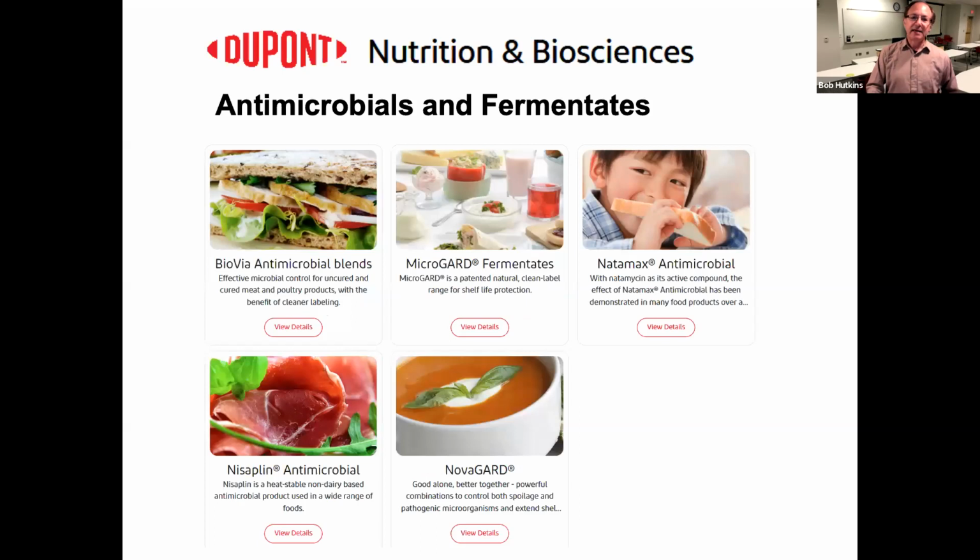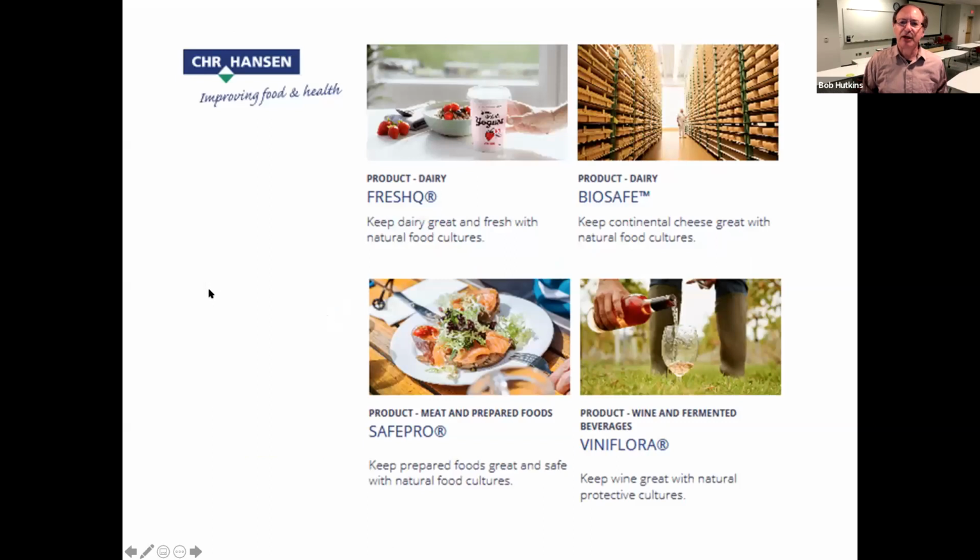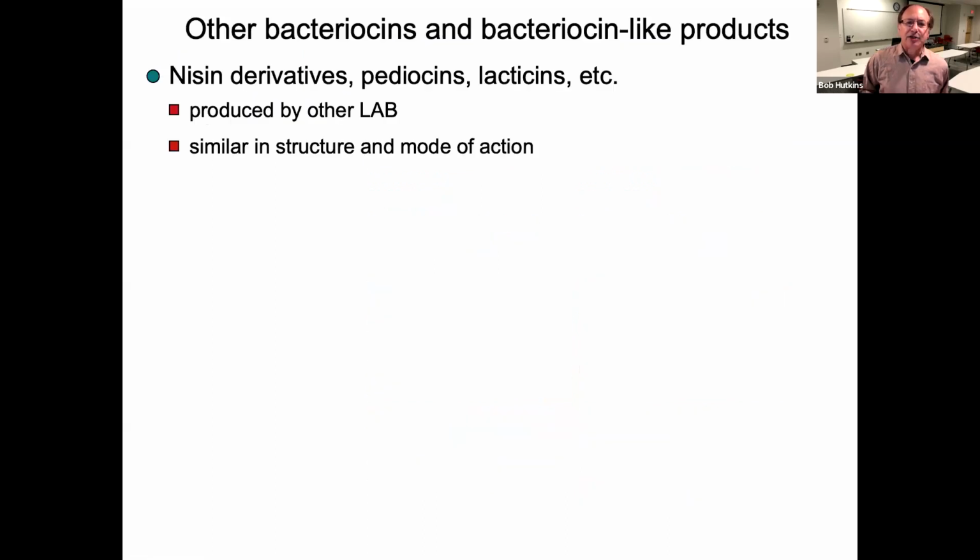Okay, and again, there's now lots of products that food companies have introduced. So here's natamycin. I mentioned the Nisaplin. Now here's an interesting thing called fermentates, MicroGuard. Fermentates. Okay, so what are these things? Here's Christian Hansen, the other big company, and they make similar kinds of products as well. Okay, so we'll come back, we'll talk about these fermentates in just a moment. So we talked about niacin derivatives, and now fermentates.